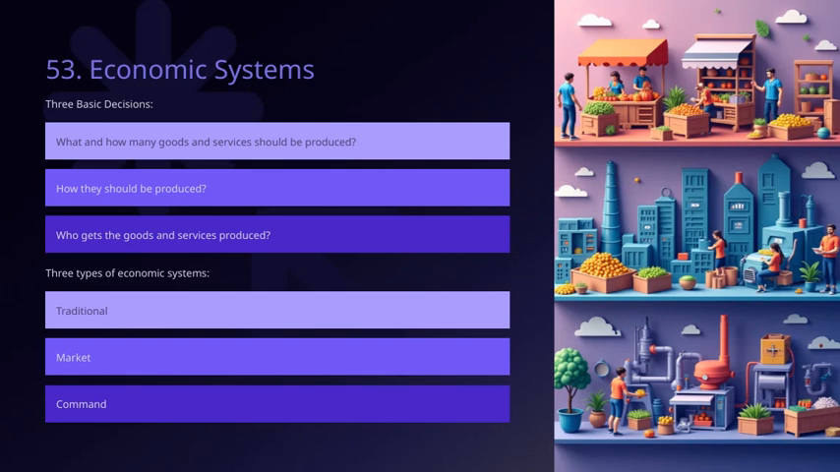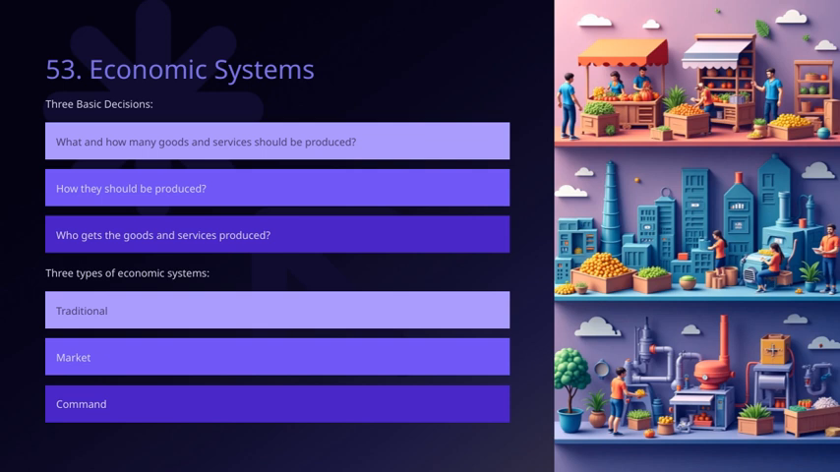Let's take a closer look at the concept of economic systems. When we talk about a command economy, the government makes most of the decisions about what to produce, how to produce it, and who gets the goods and services. It's a highly controlled system. In contrast, the market economy relies on the forces of supply and demand, with little government intervention, allowing individuals and businesses to make those decisions themselves.